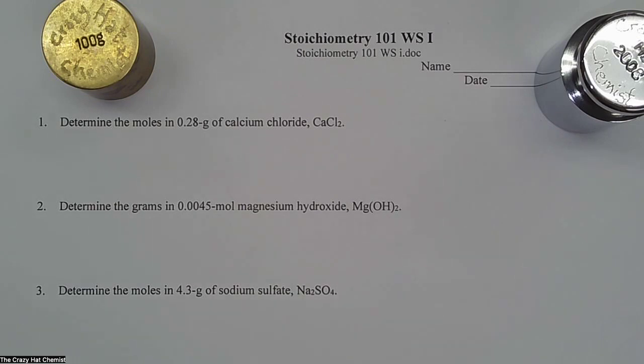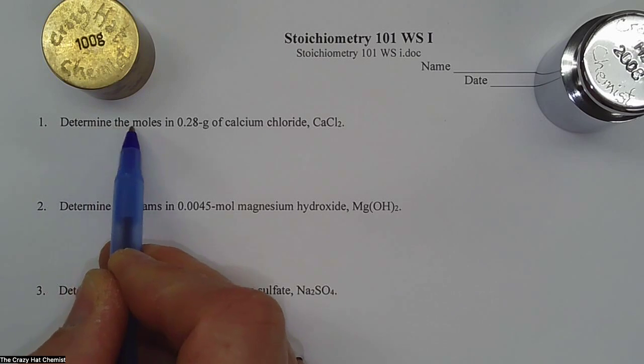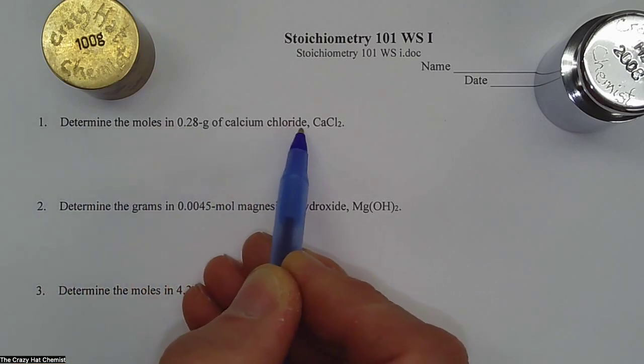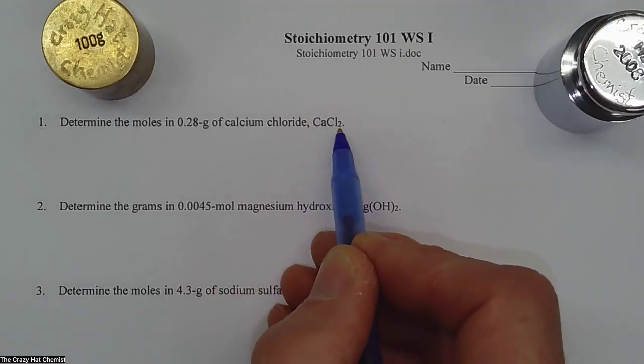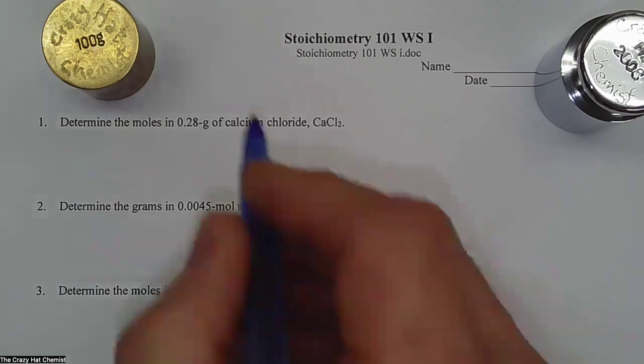All right, so here we go. Let's get started on this problem. It's problem number 1. It says determine the moles in 0.28 grams of calcium chloride that has a formula unit of CaCl2.